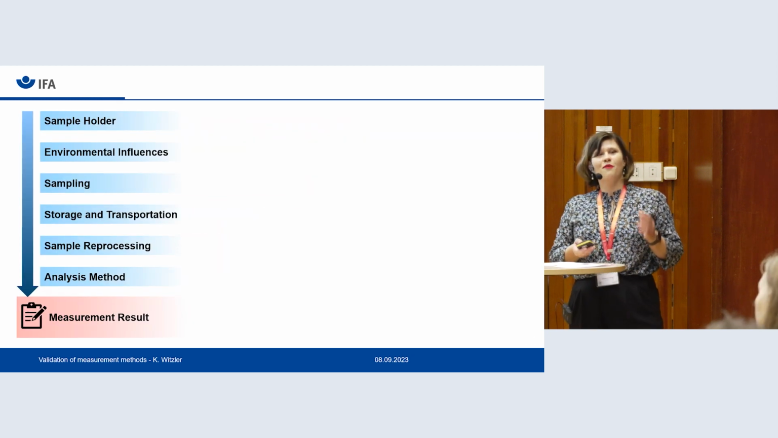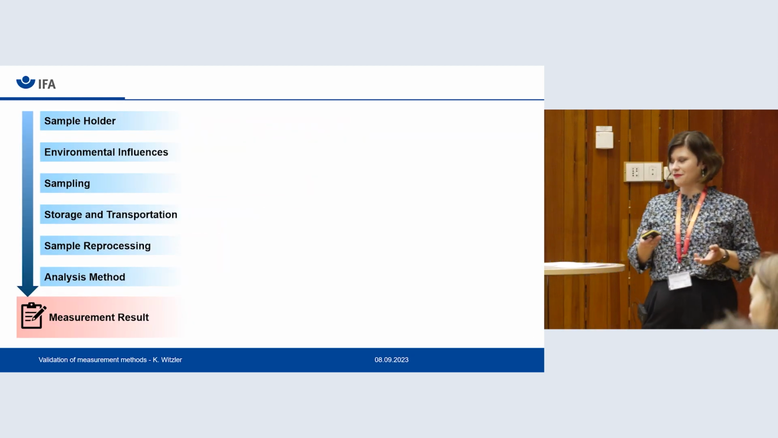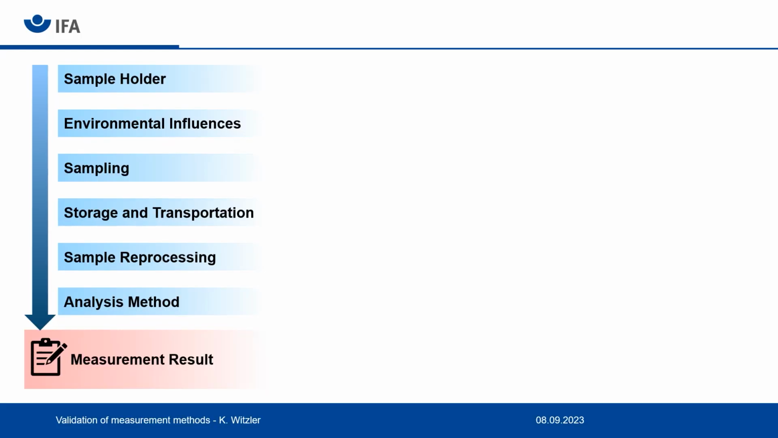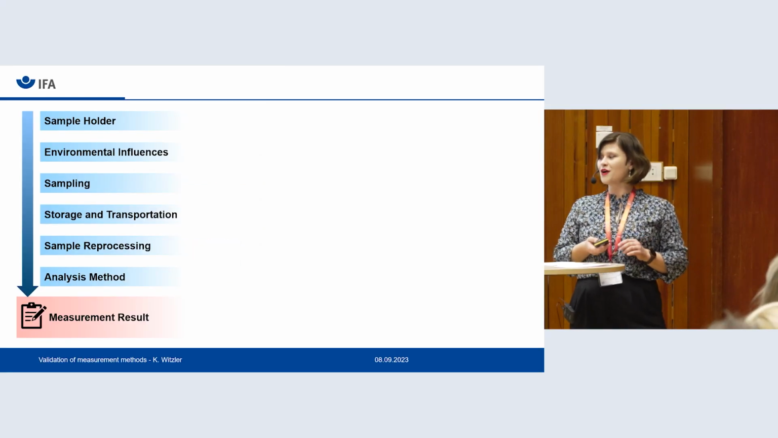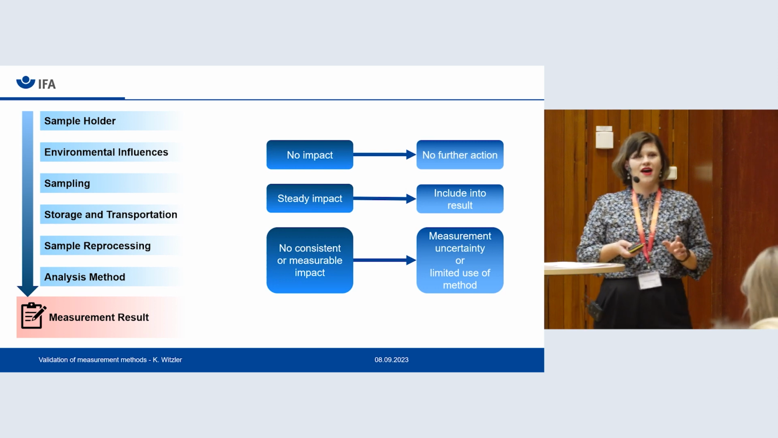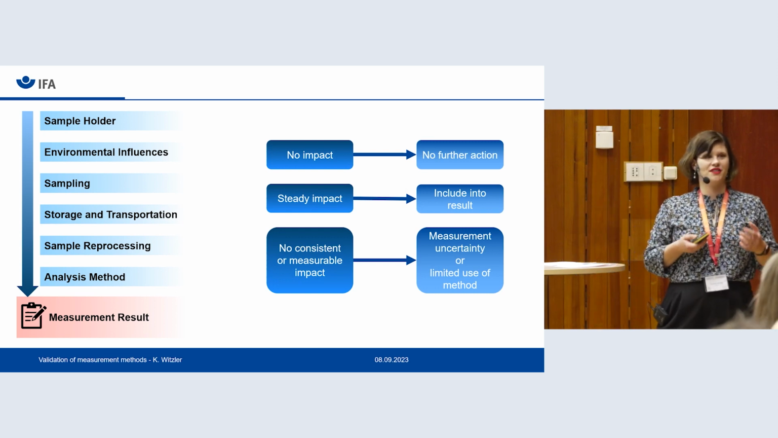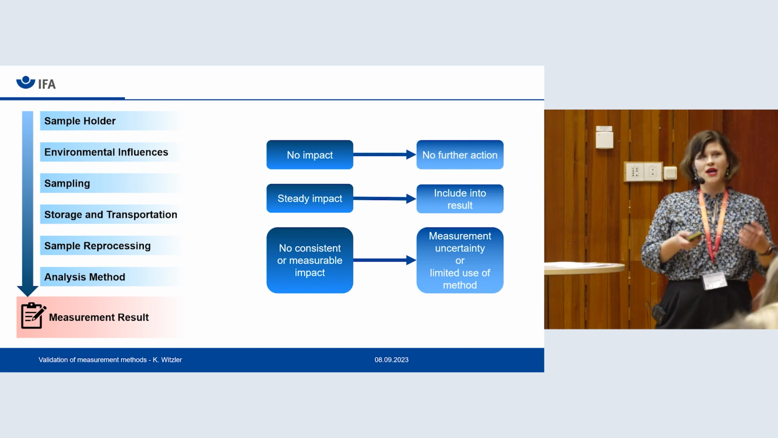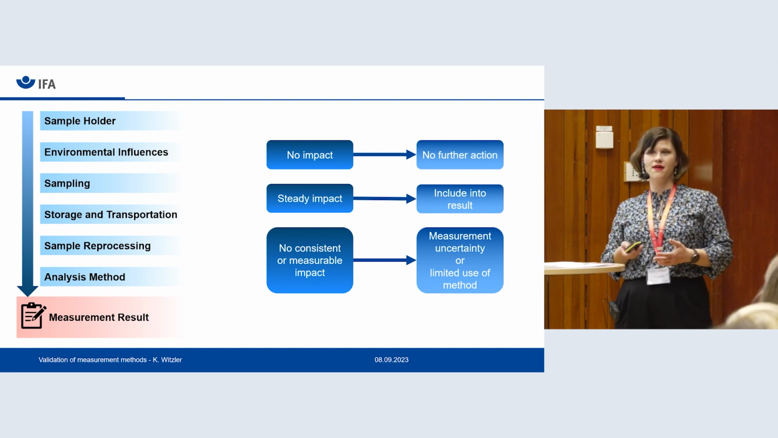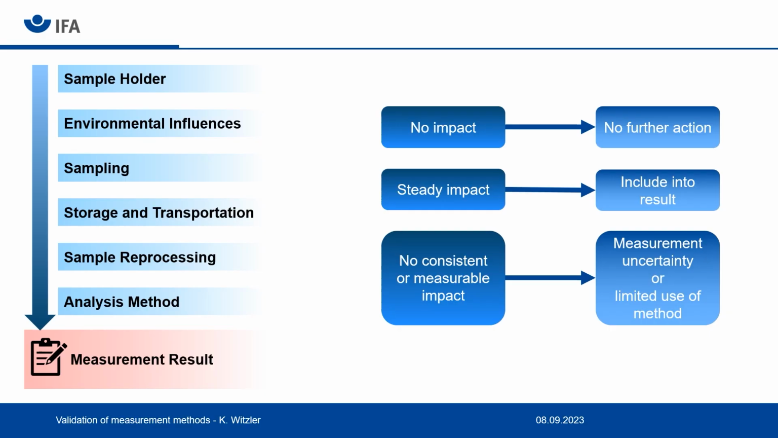As we go a little bit more into detail, we see the reality is a little bit more complex than just the analysis and the sampling part of influences on the measurement result. We can categorize these impacts into 3 different categories. We might find with our experiments they will have no impact at all on the measurement result, which is brilliant because no further action is needed.